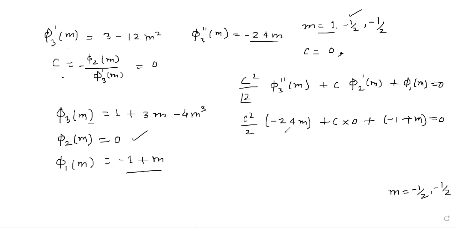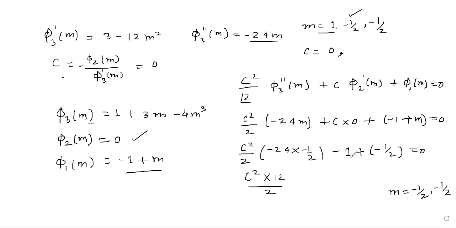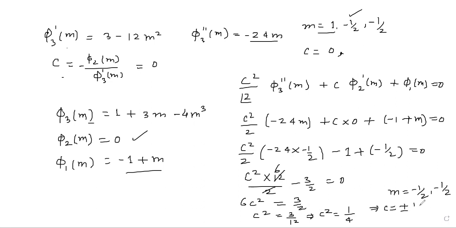Here we simplify it. We are given m equal to minus half. If we put this value here, c square by 2 into minus 24 into minus half, minus 1 plus m is minus half here also, so minus half, equal to 0. So this will become c square by 2, this is 12. So c square into 12 divided by 2, minus 3 by 2 equal to 0. Here this will become 6c square equal to 3 by 2. C square equal to 3 by 12. C square equal to 1 by 4, or c equal to plus minus half.